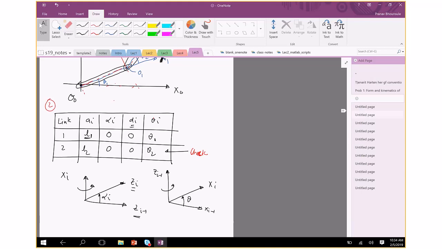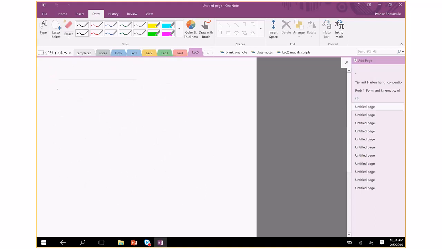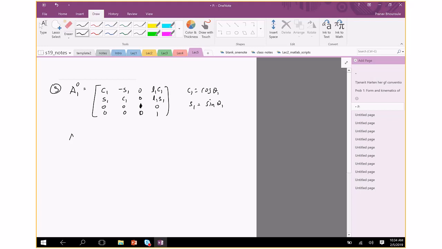And then the last step, which is the most trivial step, is to use that table to figure out the DH formula. So A10 is going to be C1, S1, ... sorry, this should be L1 C1, L1 S1. C1 is cosine theta 1, S1 is sine theta 1. And then A21, which again comes from the DH formula, C2, S2.